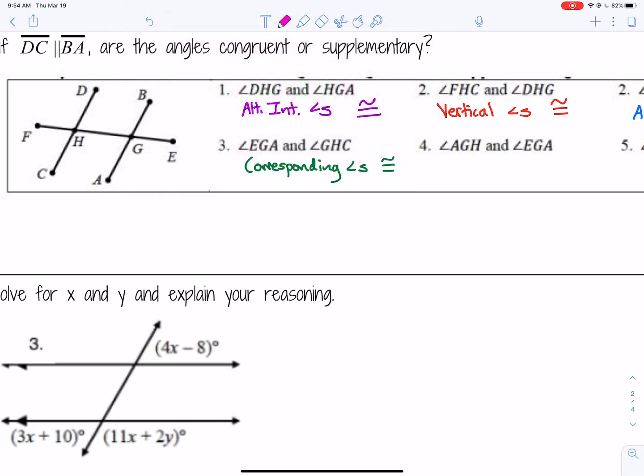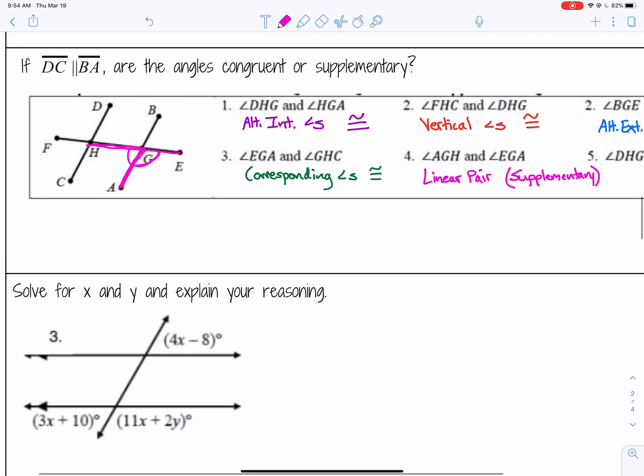All right, and then AGH, so let's clear out that and grab one more or 2 more colors. All right, so AGH, so A to G to H is that angle. And EGA is that angle right there. So these two are part of our review. These two form a straight line. So they are a linear pair, and therefore they are supplementary. I'm just going to write it all the way out.